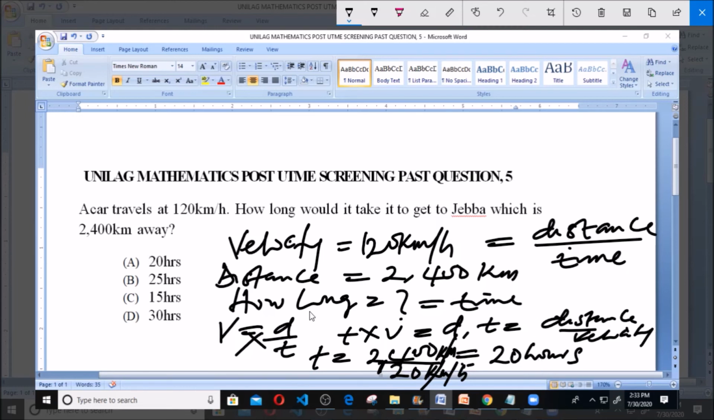So the answer for this question is 20 hours, A. So it will take the man 20 hours to travel to Jeba, which is 2,400 kilometers away.